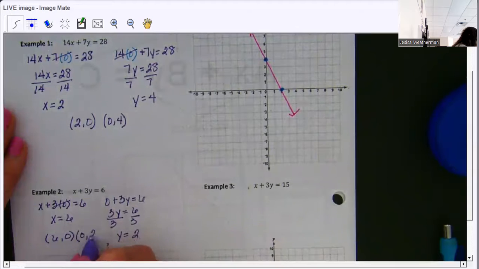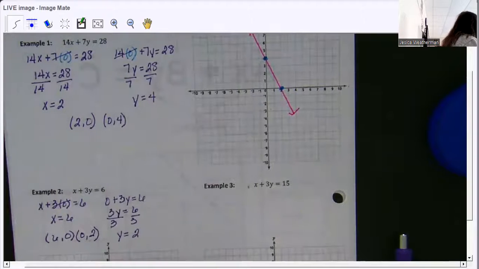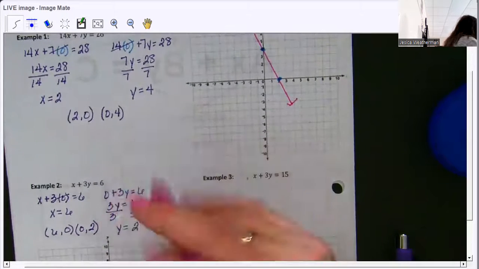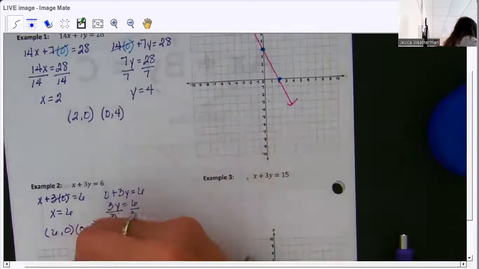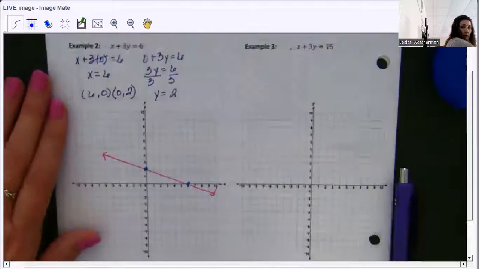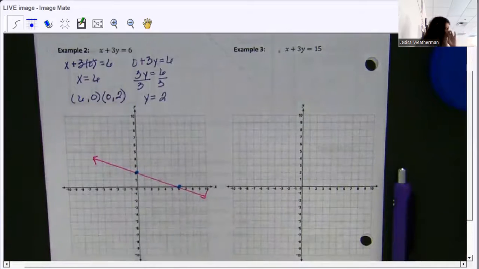So my y-intercept is 2, so I plot that point and graph my line. Oh, okay, sorry. There we go. Okay, I want you to go ahead and try 3 on your own.